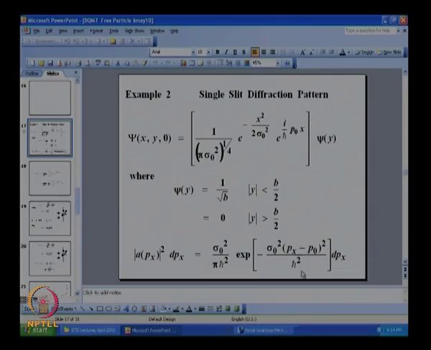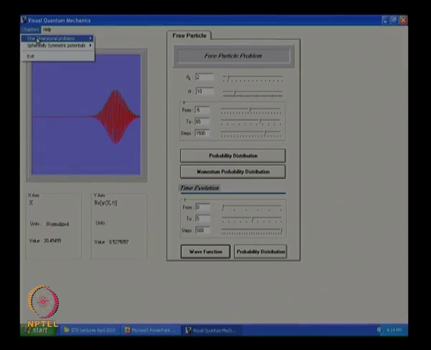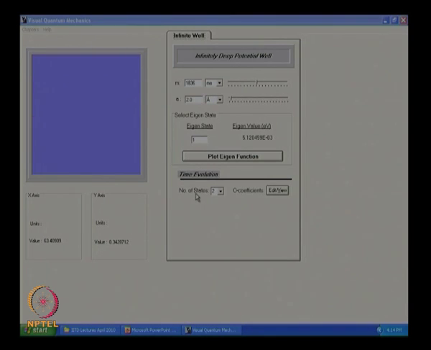So, let me show you the corresponding program. Let me consider the infinitely deep potential well problem, and these are the eigenfunctions. This is x is equal to 0 and this is x is equal to L. In this particular program, I have taken m equal to 1836 times the mass of the electron. That means it is a proton, and a is 2 angstroms.